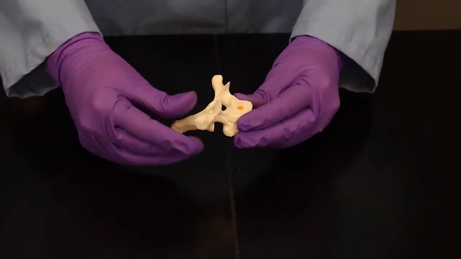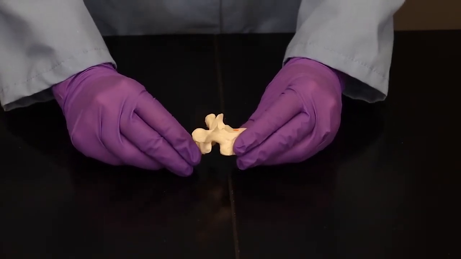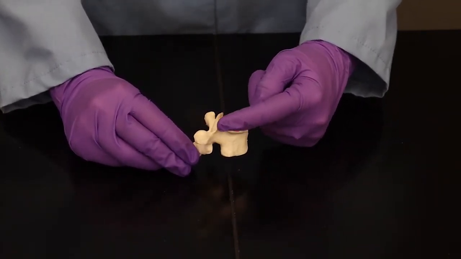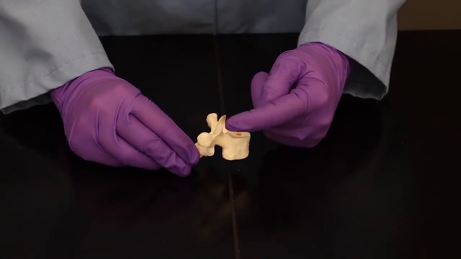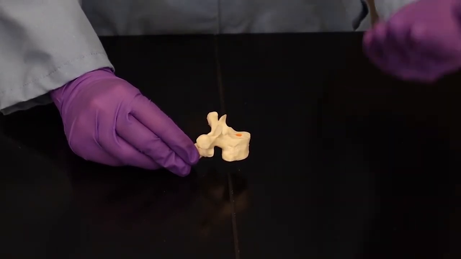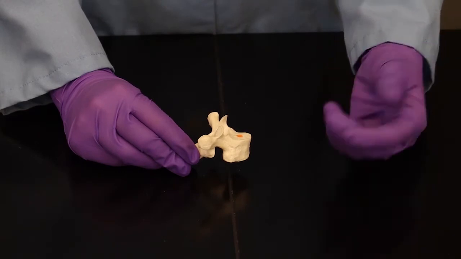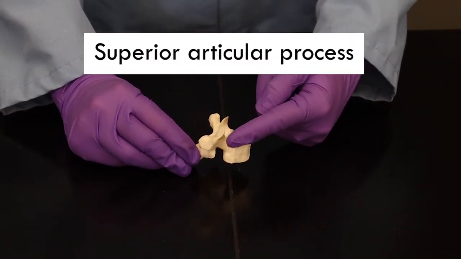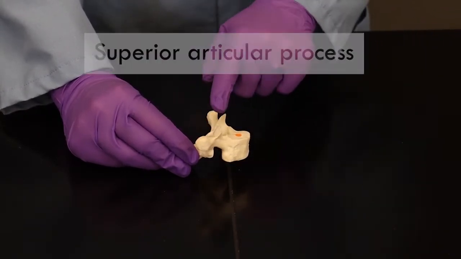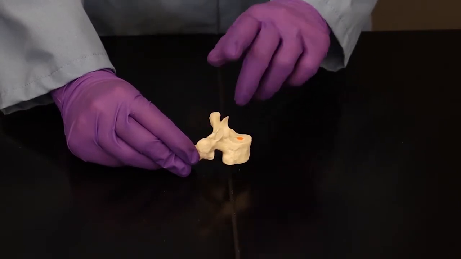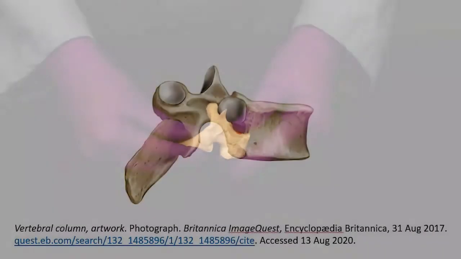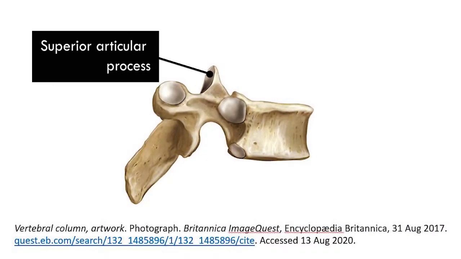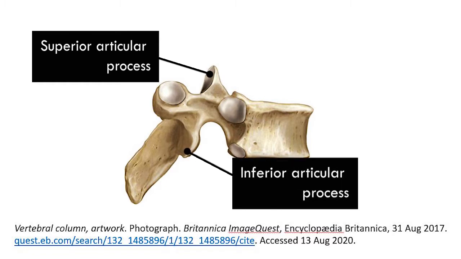Okay, then you'll also notice, I'm going to turn this vertebra to the side so you can see this projection coming up here. So remember that the word for something that is up or higher than something else is superior. So this is the superior articular process. And it's going up to articulate with the vertebra right above it. Okay? And so if there's a superior articular process to articulate with the vertebra above it, there's probably also an inferior articular process to articulate with the vertebra below it as well.